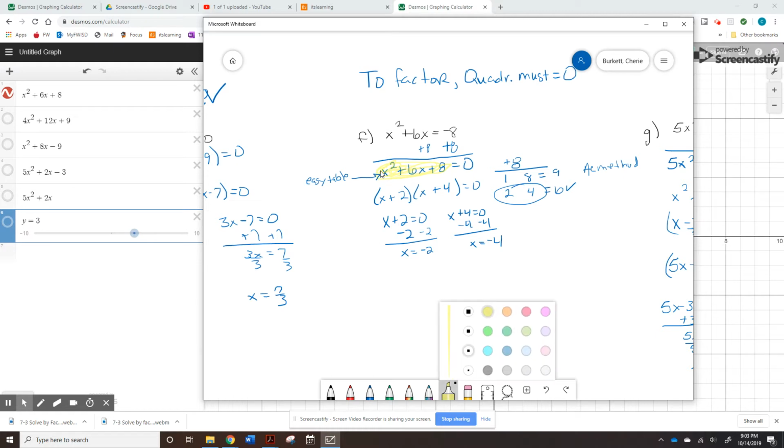Thought it would be a lot bigger. Let's make it bigger. So this is the one that I copied. I put it right over here on Desmos. And remember the answers that we got? We got x equals -2 and x equals -4.